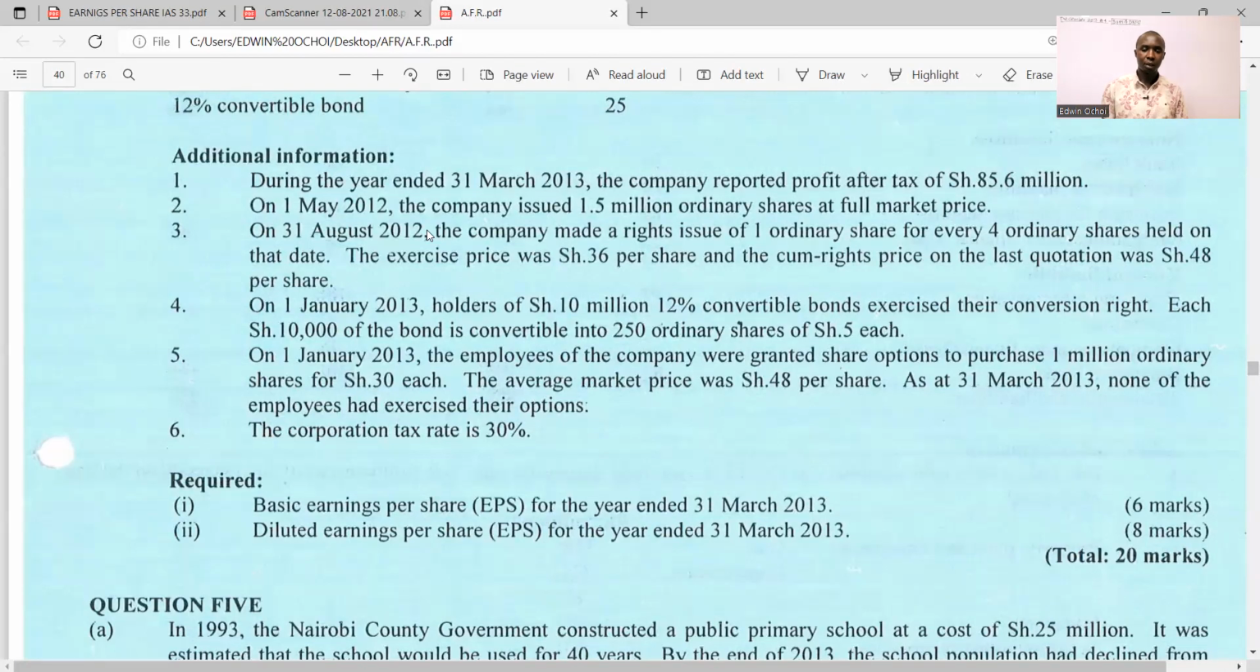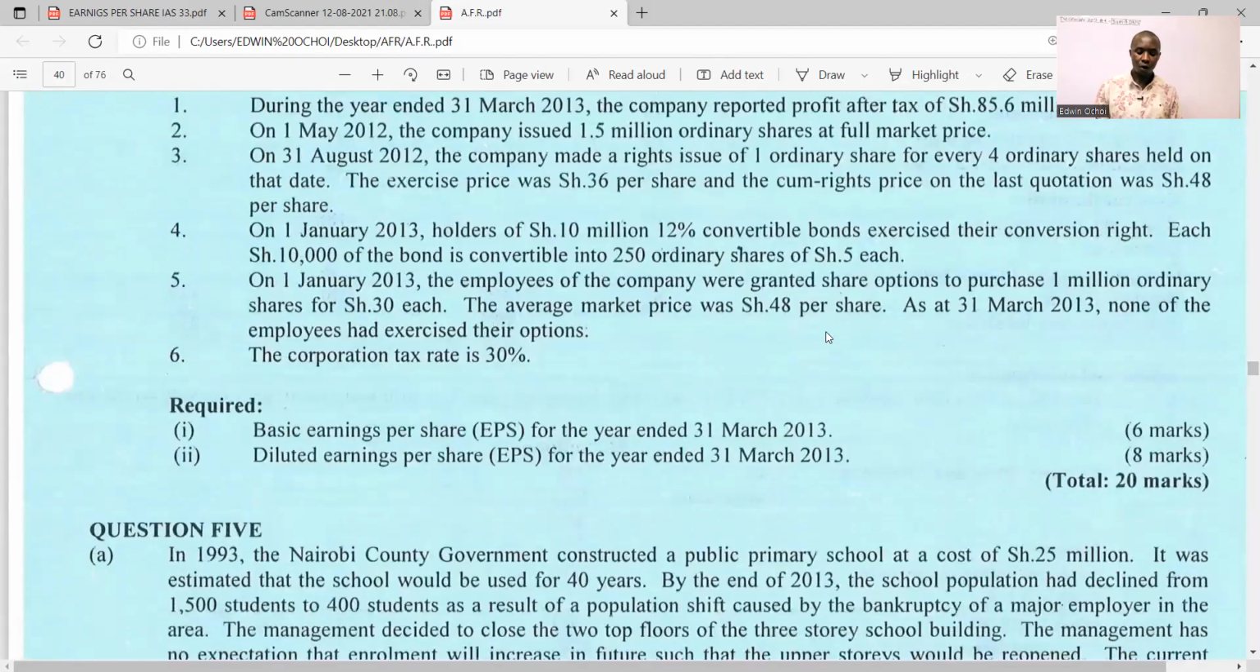And that should click in your mind when doing your questions. Automatically, you have to remember that formula. Number 4, on 1st January 2013, holders of 10 million of the 12% convertible bonds exercised their conversion rights. Each shillings 10,000 of the bond is convertible into 250 ordinary shares of shillings 5 each.